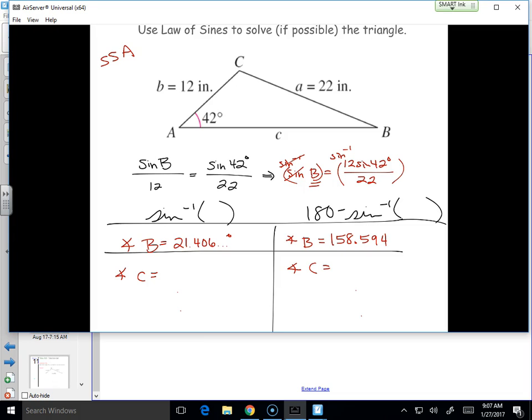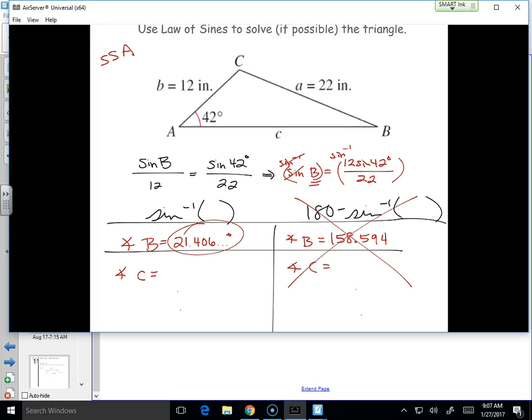Question, why are you crossing off the right side again? Because you can't add that with 42 and make it less than 180. Now hold on, did anybody really quickly double check the 21.406? Did I really give you two of the same type of example? That's a bummer. Alright, so you guys go ahead and keep solving.